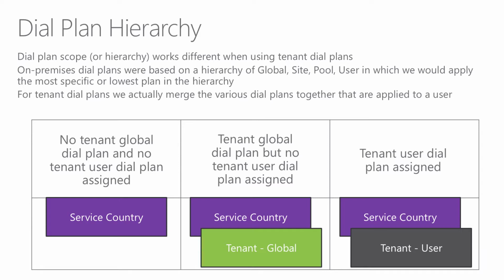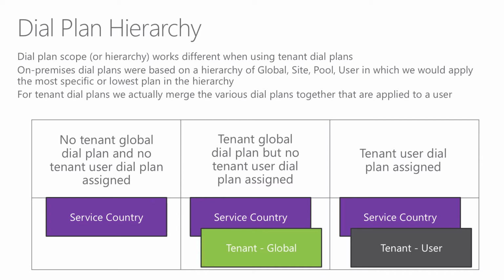These effective dial plans fall into 3 different categories that you can see on this slide. The first type is shown in the first column. In this case, we have no tenant global dial plan, nor do we have a user dial plan assigned to a particular user. In this case, the only dial plan that would apply to a particular user would be the service country dial plan for the region that that user's tenant is in.